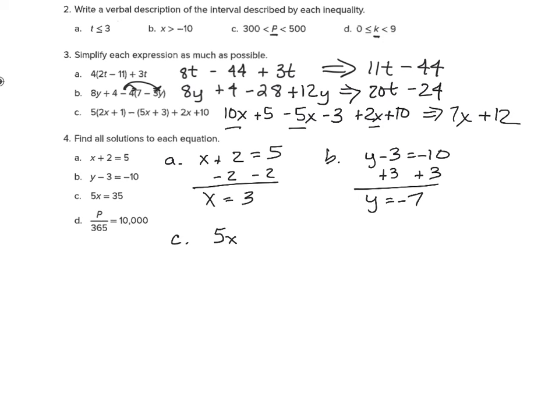C, we have 5x equals 35. What are they doing to x? They're multiplying it by 5. How do we undo that? We divide both sides by 5. So x is equal to 7.